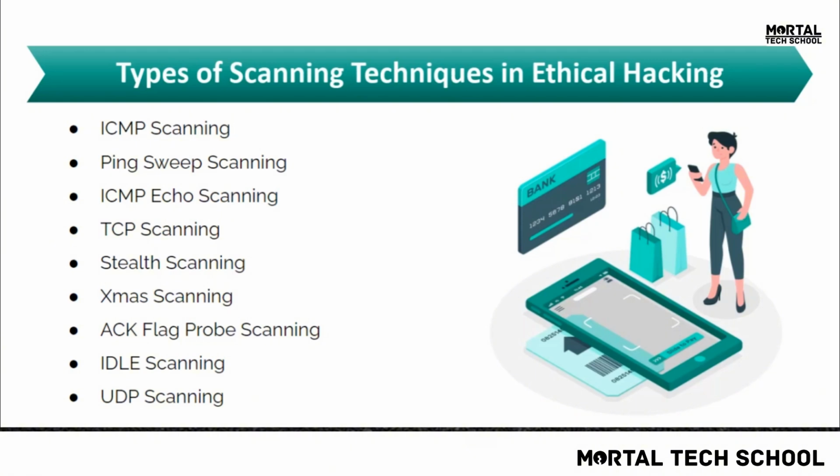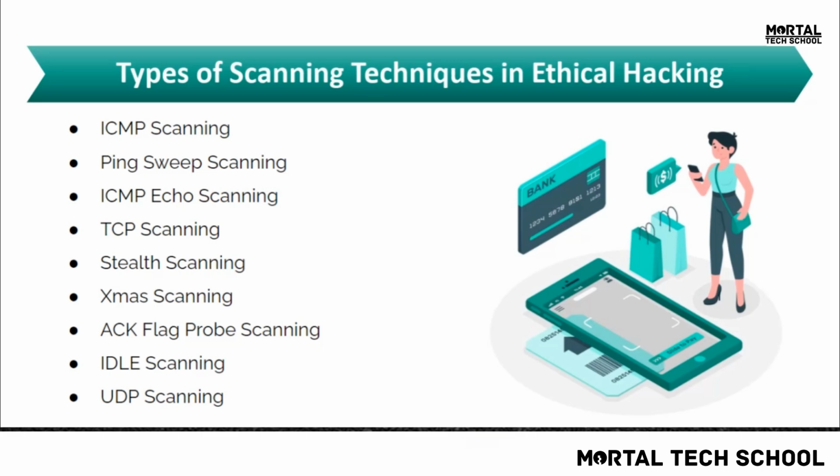What is the process of a stealth scan? First step is that the client sends a single SYN packet to the server. If the port is open, the server will respond with a SYN ACK packet. If the server responds with an RST packet, then the remote port is closed. Next is Xmas scanning.